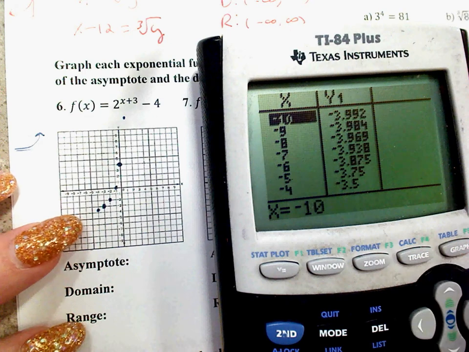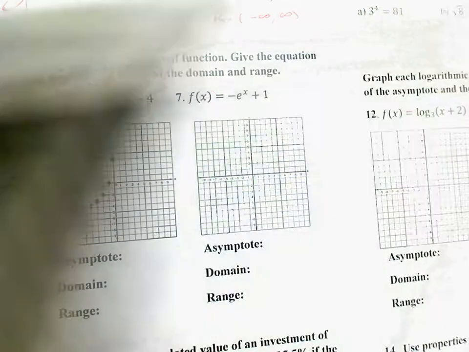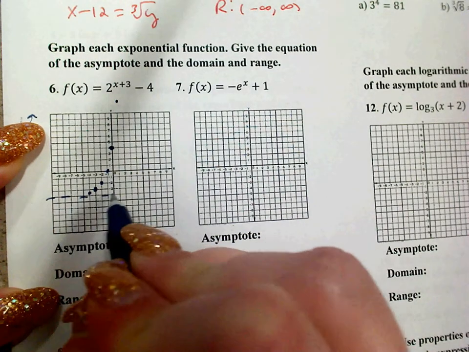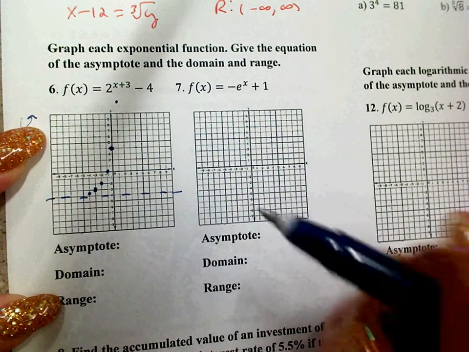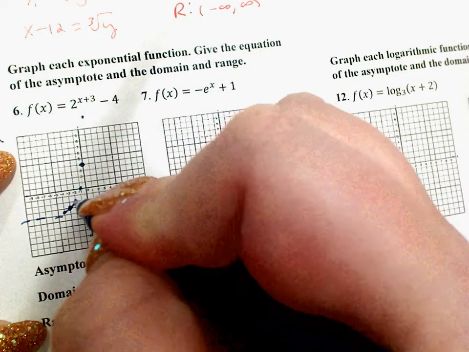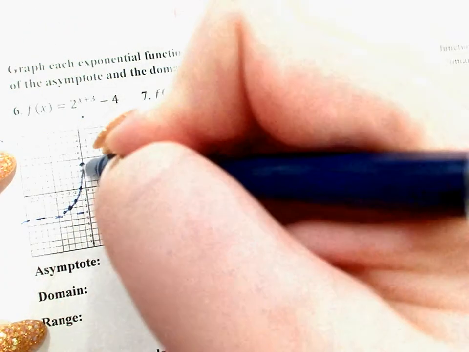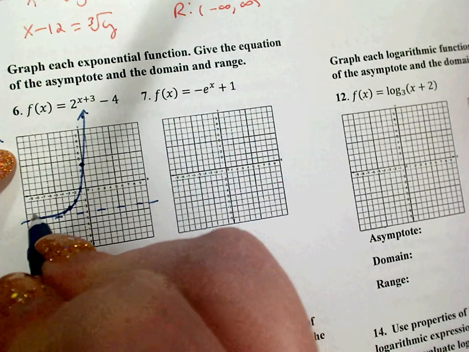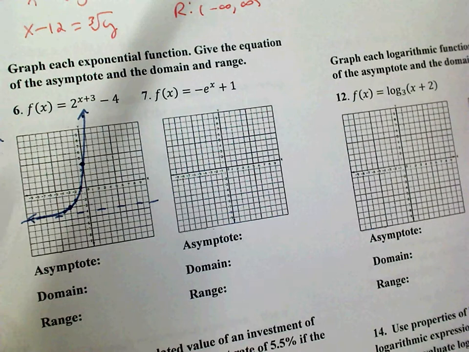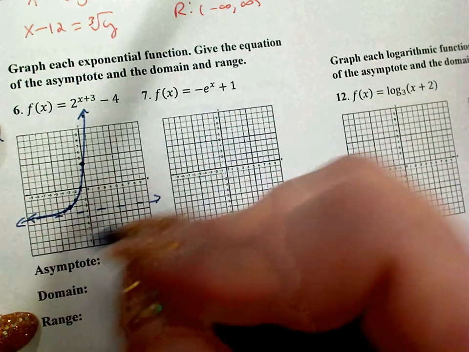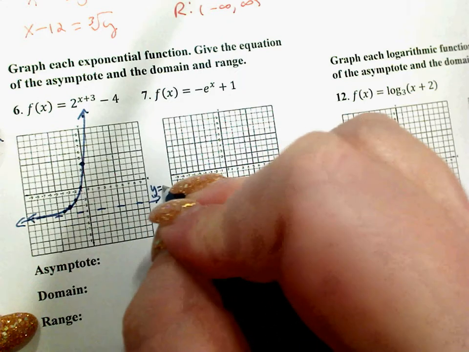So what I'm going to do from there is just graph my horizontal asymptote at -4. And then I'm going to sketch the function and make sure I don't go below that. So I go up. And over here, I go down. Okay, so the asymptote is a horizontal asymptote. And that is a horizontal line through the y-axis at -4. So that is y equals -4.